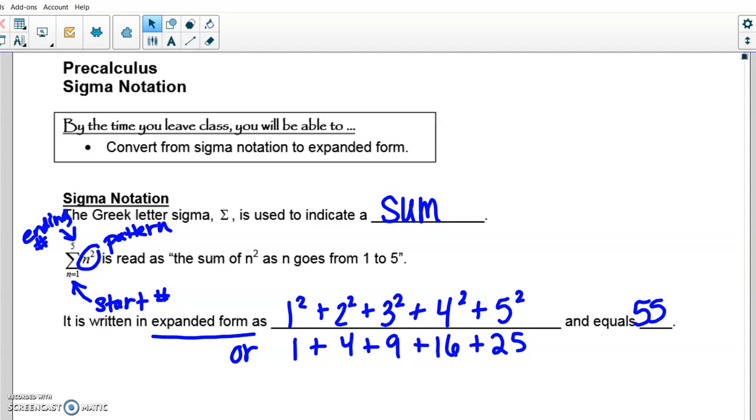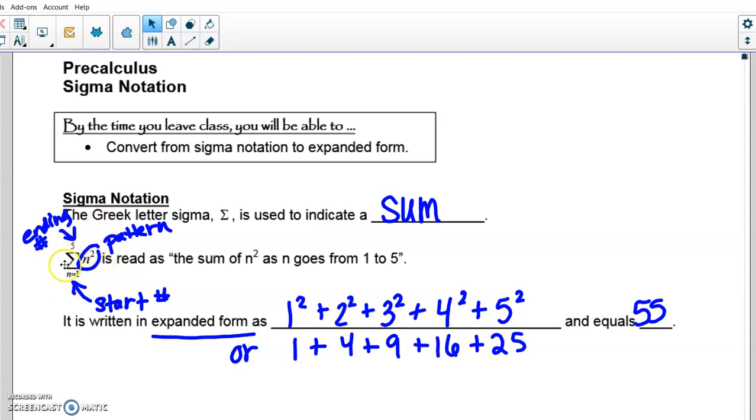So sigma notation is when we use the Greek letter sigma, and you can see it here. It looks like an E, and it's used to indicate a sum. So whenever you see sigma, it means sum. So the key is knowing what this whole notation is all about.